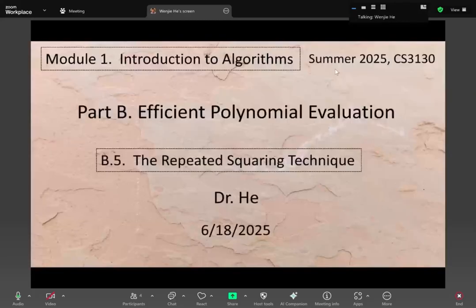B.5, repeated squaring technique. Another interesting method. Sometimes it can do better than Horner's rule, but most of the time, Horner's rule is better. But I also want you to compare 3 methods. All right.